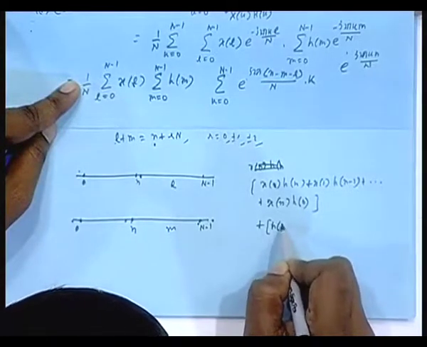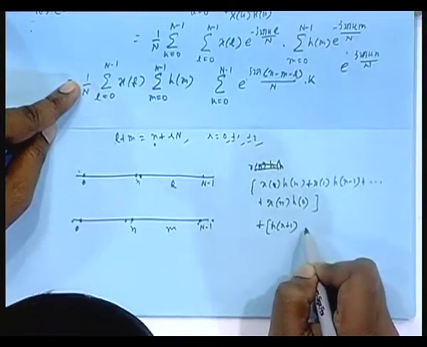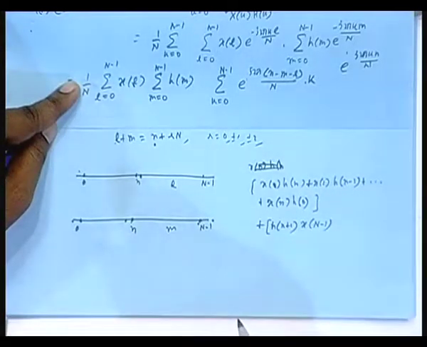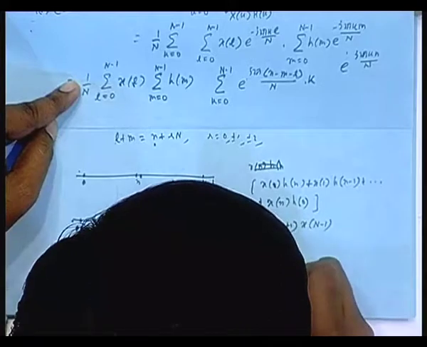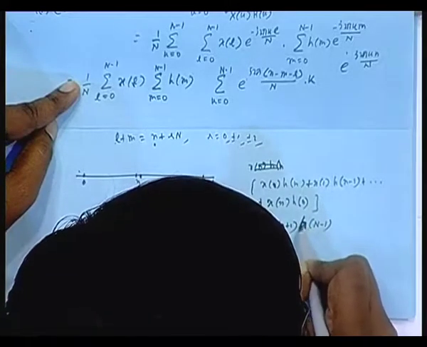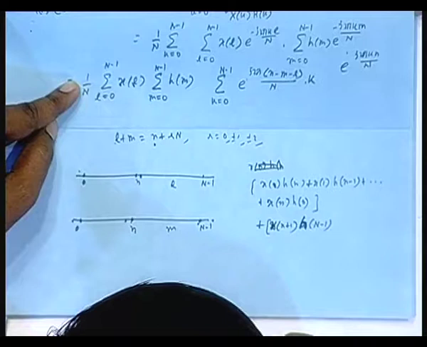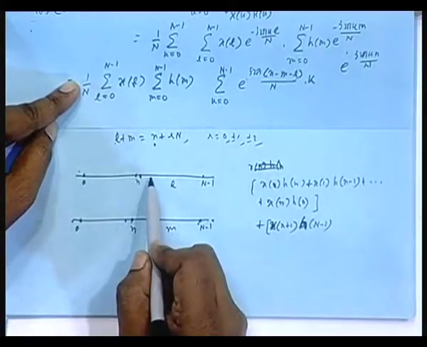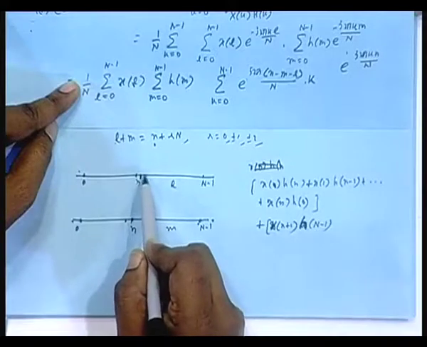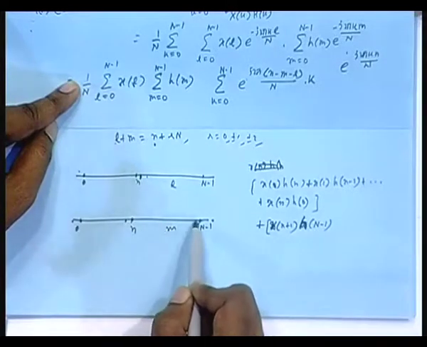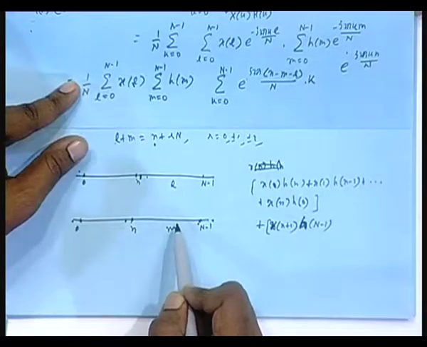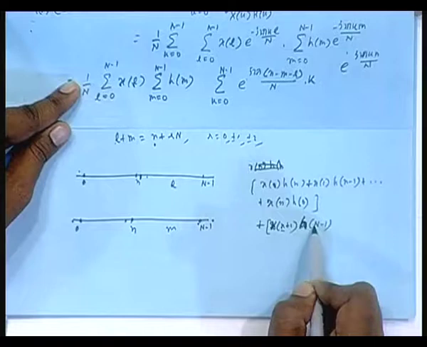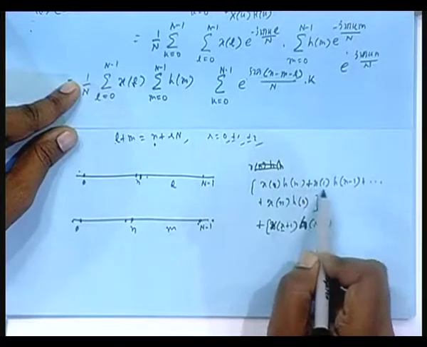hn plus 1 into x, sorry, this is x, this is h, xn, xn plus 1, hN minus 1, and as you go on increasing, if it is n plus 2, this will be capital N minus 2, so on and so forth. Easiest way to remember is if you add the two indices, they should amount to small n plus capital N here. Here if you add the indices, it should amount to small n.